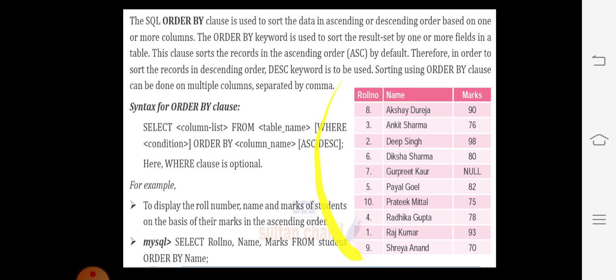Consider the table given in the slide. Here, if we give the query SELECT roll number, name, marks FROM student ORDER BY name, the compiler goes to the name column and then rearranges the records. Not only the name, it rearranges the roll number and marks accordingly.